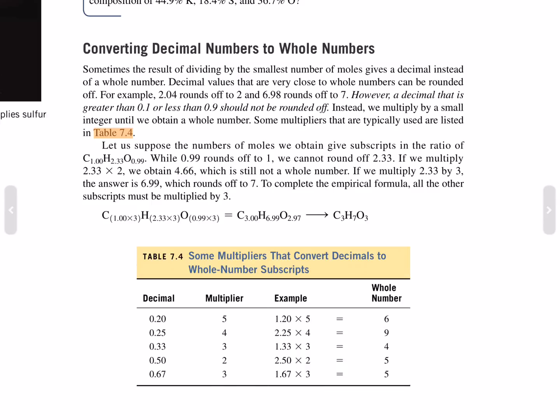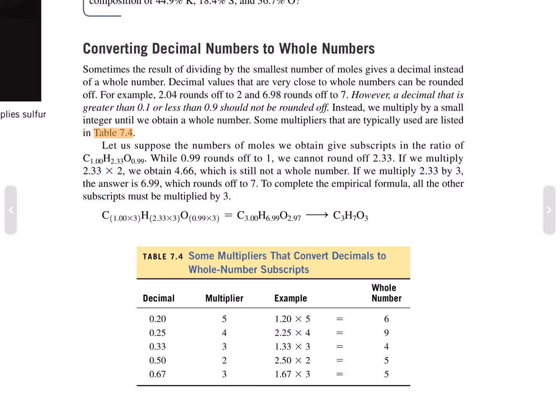For 0.2, multiply by 5. For 0.25, multiply by 4. For 0.33, multiply by 3. For 0.5, multiply by 2. For 0.67, multiply by 3.